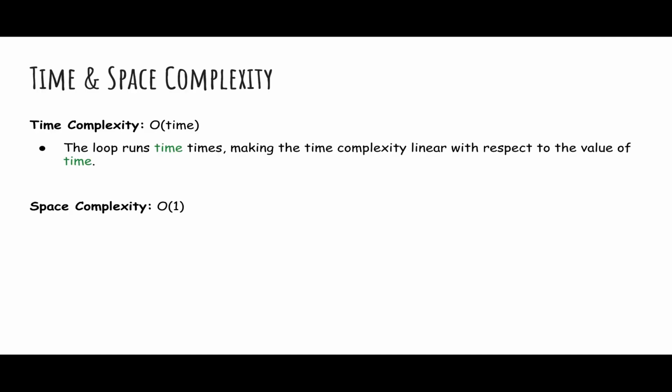Now let's discuss the time and space complexity. As you can see, the time complexity will be order of time, because the loop runs time times. If you remember, the initial loop runs up to the time given as input, so the time complexity is order of time. The space complexity is order of one, because we are not storing any extra memory or information.